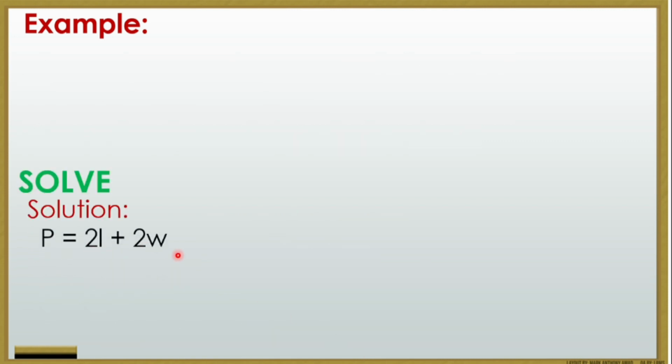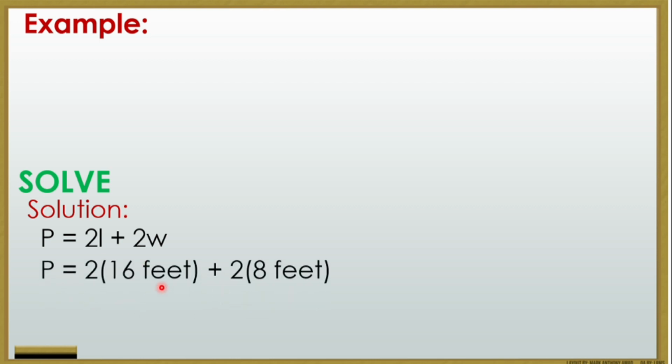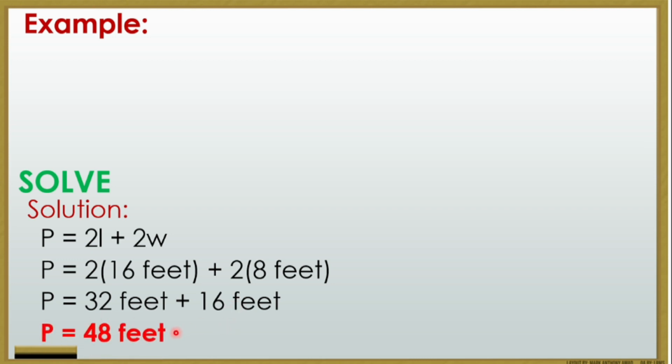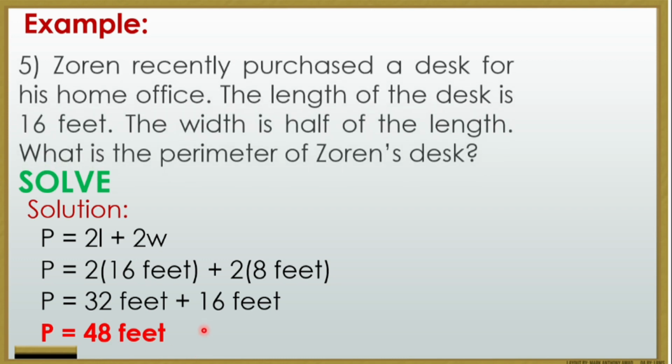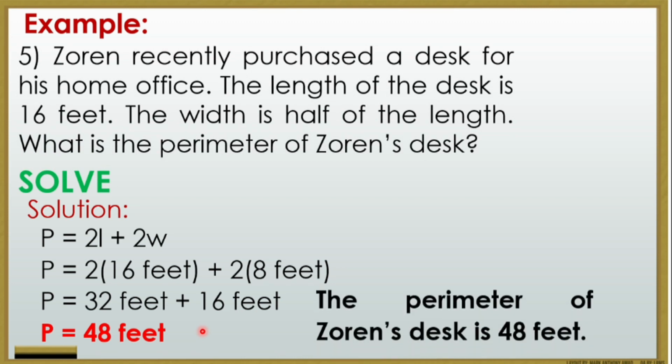Then, solution. So, 2 lengths plus 2 widths. This would be the formula. So, 16 feet multiplied by 2, the answer is 32. 8 multiplied by 2 is 16 feet. Now, added together, 48 feet is the perimeter of the desk. So, therefore, the perimeter of Zoren's desk is 48 feet.